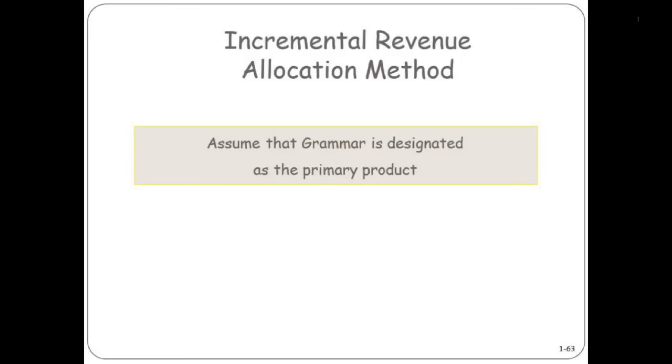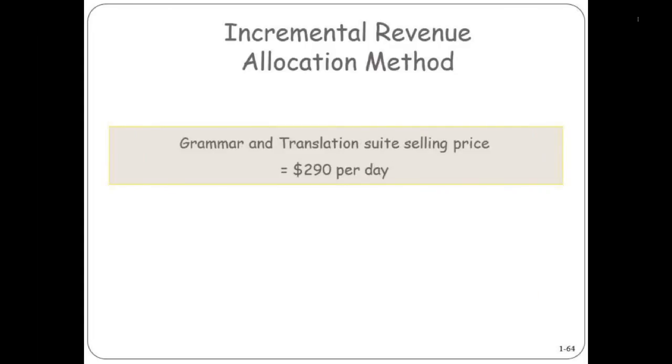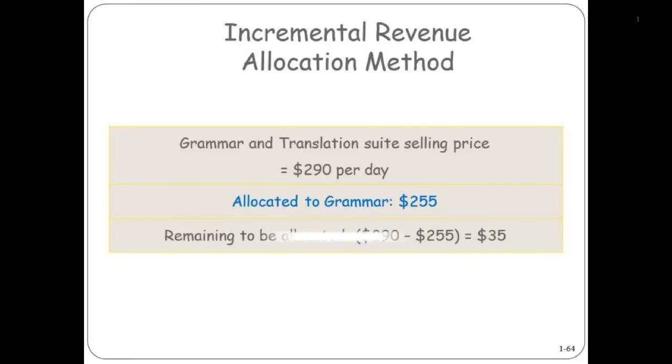Let's look at the incremental method. More straightforward. Obviously, grammar is the primary. Every bundle must have grammar. So it's the primary product. The others are add-ons. So grammar should be allocated 100% of the revenue, and the other products will get their share incrementally. So if you sold the grammar and translation suite for $290, you would give grammar $255, which is what it would sell standalone, and translation would just get the $35 incremental.